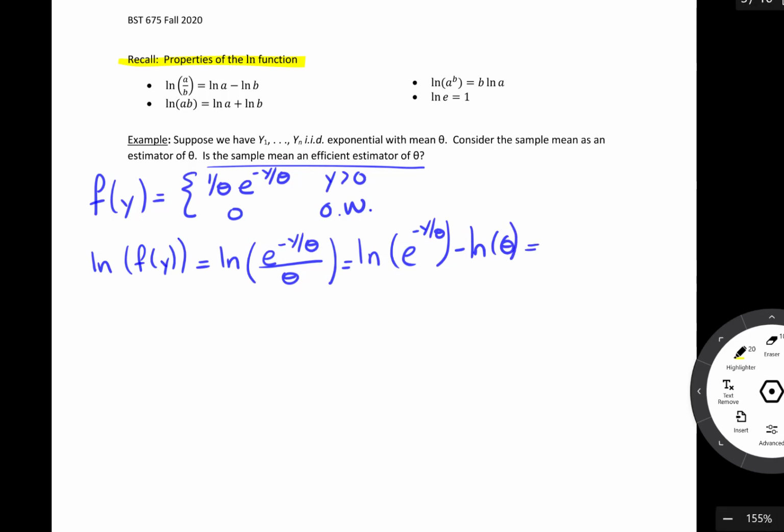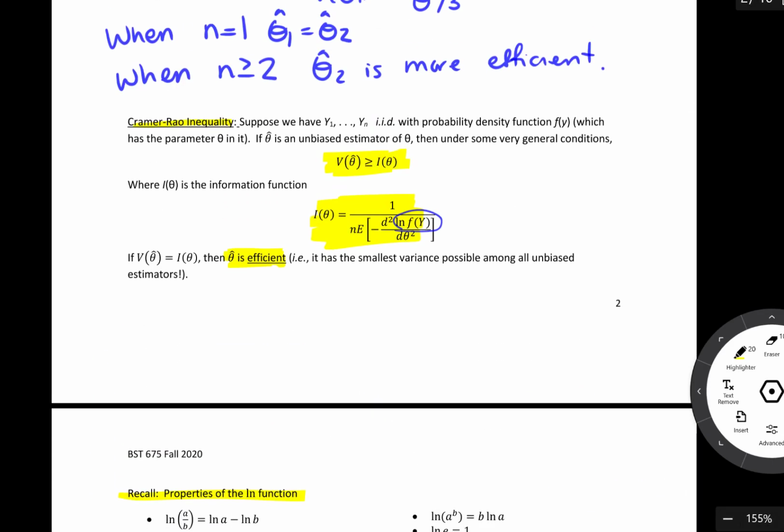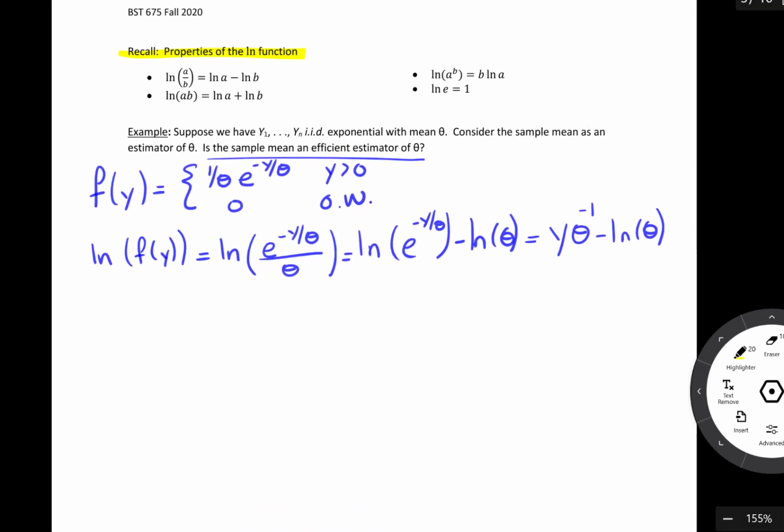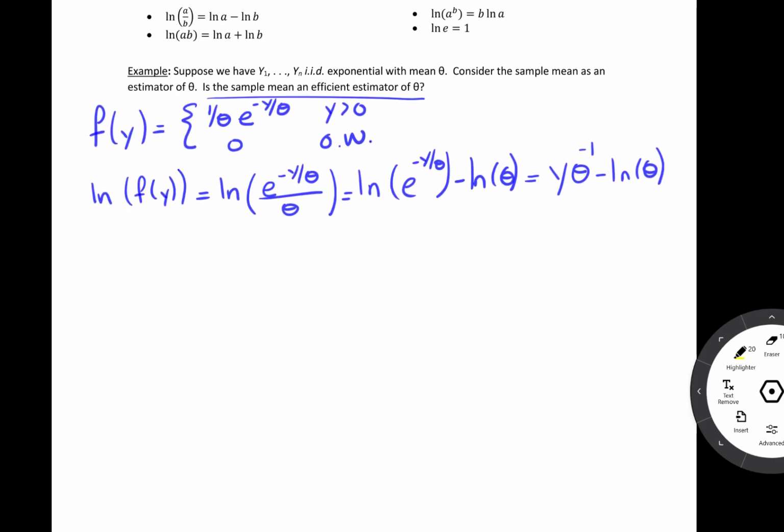And then notice we can show that this is equal to y over theta minus 1 minus the natural log of theta. Alright, so the next thing I'm going to need, if we go up and look at the information function, so we just found the natural log of f of y, well notice what else I'm going to need is the second derivative. So now we're going to find the first and the second derivative of the natural log of f of y with respect to theta. So first we're going to find the first derivative.